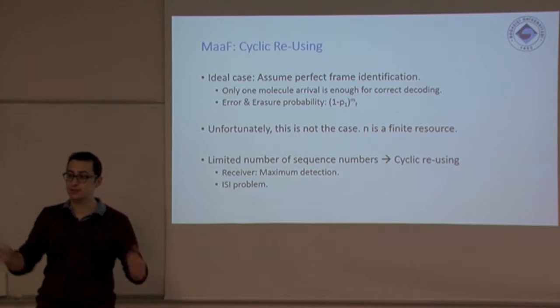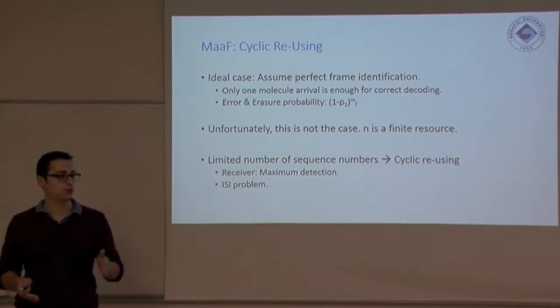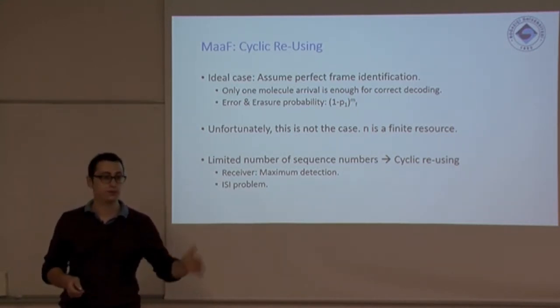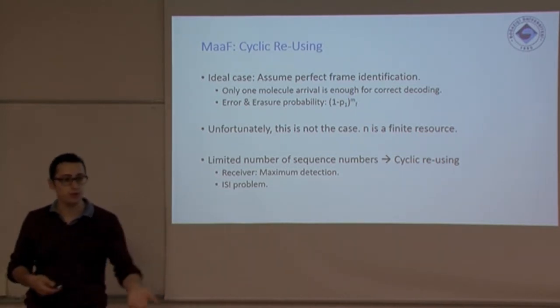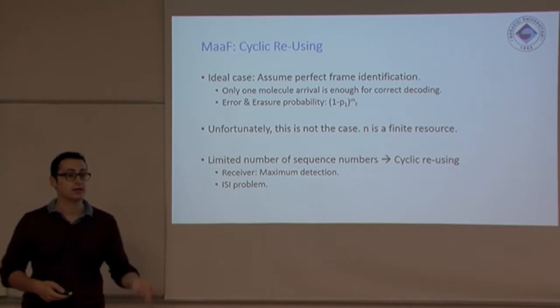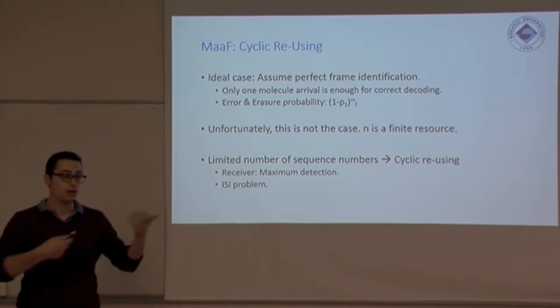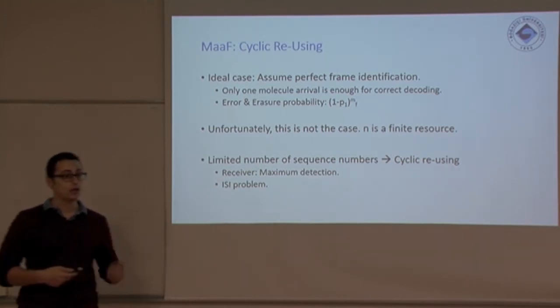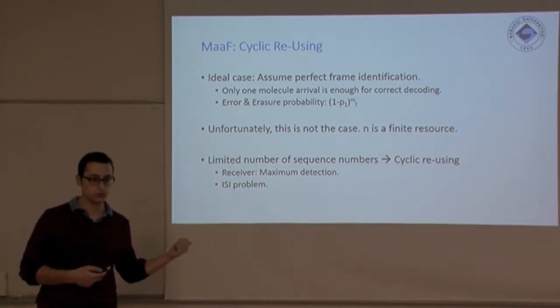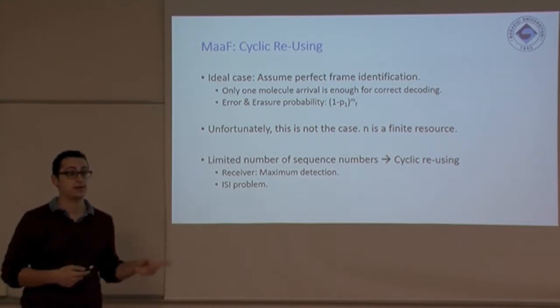So we have, I don't know, 16 numbers. So we start with 1, 2, 3, 4, ... 14, 15, 16. And in the end, we start with 1 again. And of course, the problem is, this introduces an ISI to the system, intersymbol interference, like the case in concentration shifting, like the case in MoSK. Mind you, it's a lot less, we will see it later, but it still has ISI.